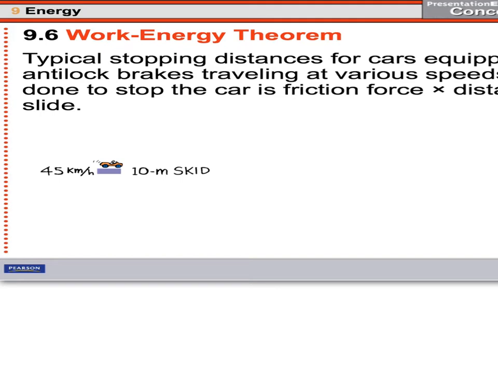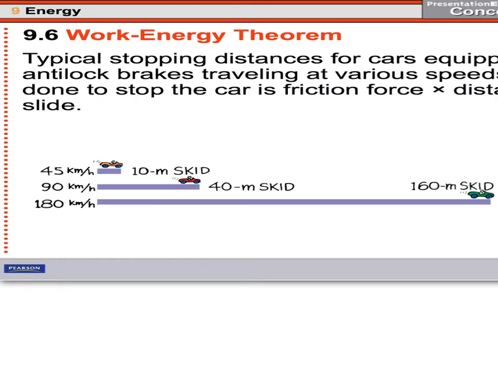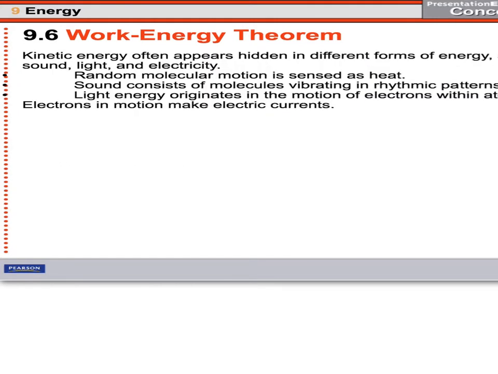Typical stopping distances for cars equipped with anti-lock brakes travel at various speeds. The work done to stop the car is the friction force times the distance. Here are some more. At 45 kilometers per hour it takes 10 meters, at 90 it takes 40. See, we doubled the speed and we got 4 times the distance. Double the speed, 4 times the distance.